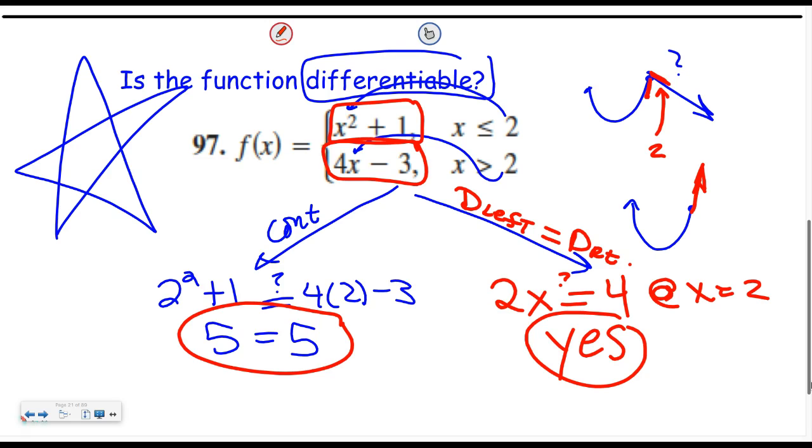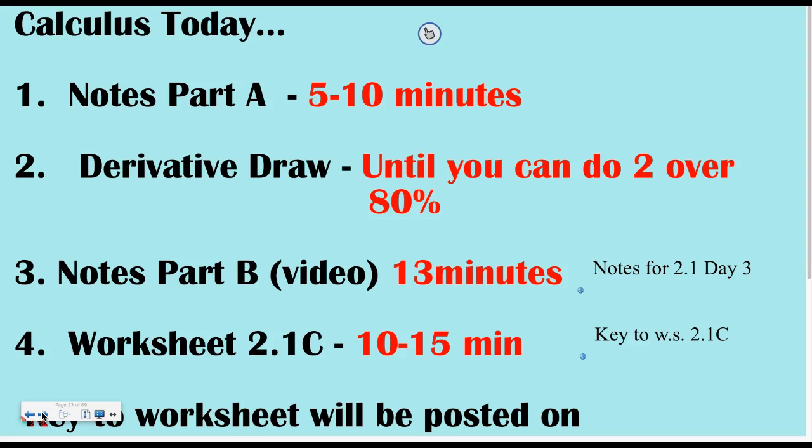All right, we are done. So what are we working on today? You are working on that homework assignment. This is for tomorrow. You're going to take notes for about 5 minutes. You're going to do that derivative draw until you can get 80%, and then you have some video notes to watch. So tomorrow I don't talk hardly at all. We're going to practice. But today, take out your book and go ahead and work. I don't know how much time you have. There's like 15 minutes. I'm sorry. Tomorrow you'll get more.